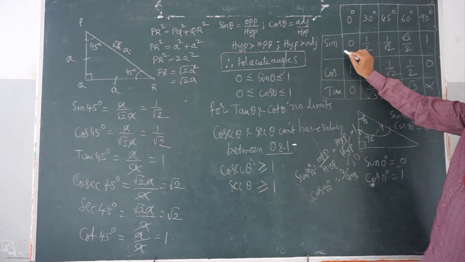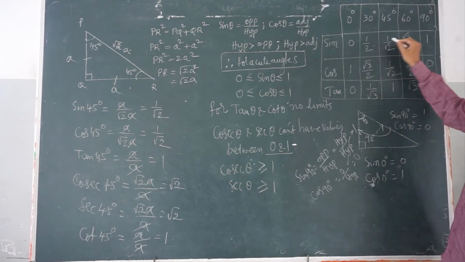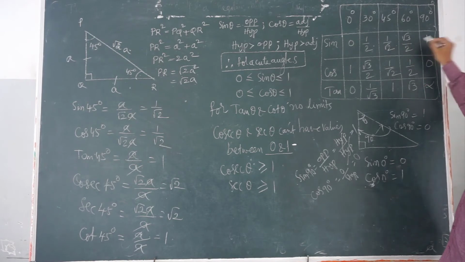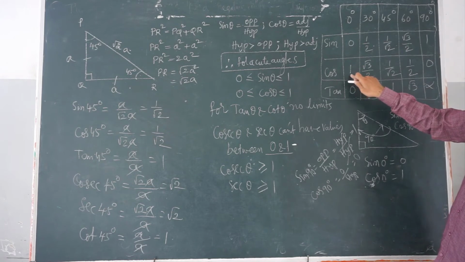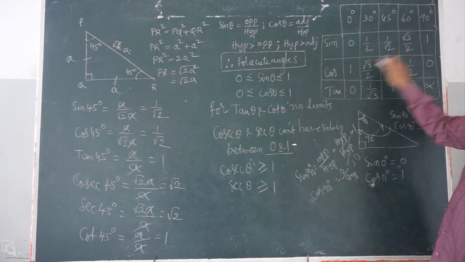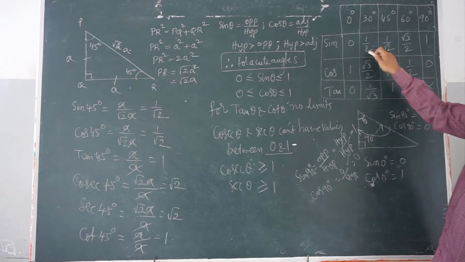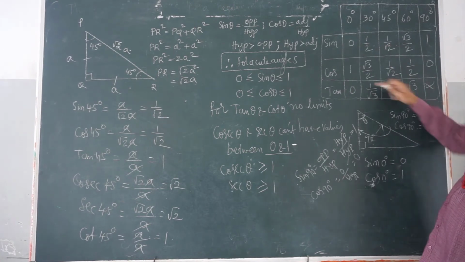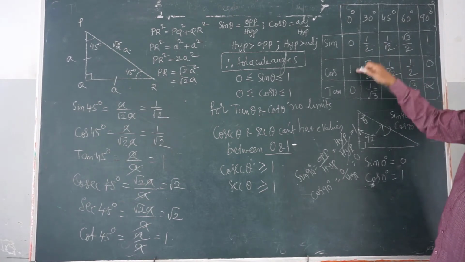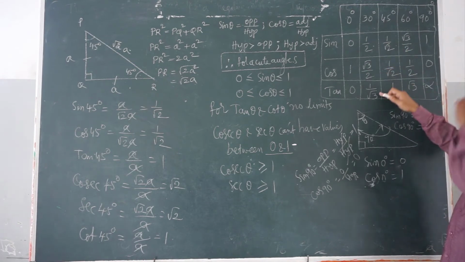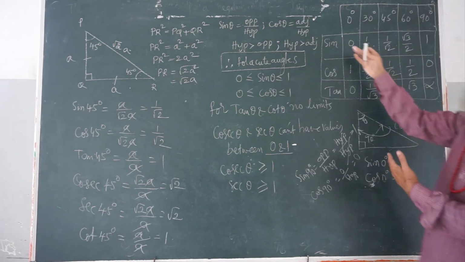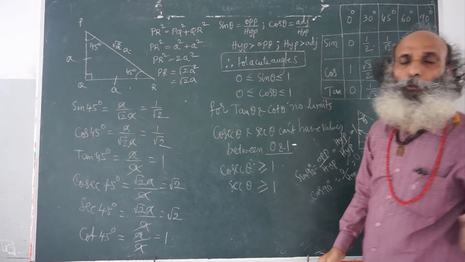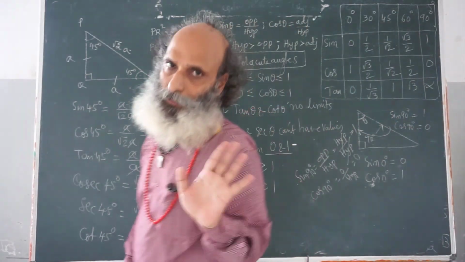Sin 0 is 0, sin 30 is 1 by 2, sin 45 is 1 by root 2, sin 60 is root 3 by 2, sin 90 is 1. For cos, just write them in the reverse order: 1, root 3 by 2, 1 by root 2, 1 by 2, 0. Tan is sin by cos: 0 by 1 is 0, 1 by 2 by root 3 by 2 is 1 by root 3, 1 by root 2 by 1 by root 2 is 1, root 3 by 2 by 1 by 2 is root 3, and 1 by 0. So when we know sin, cos and tan, we can automatically know cosecant, secant and cot.